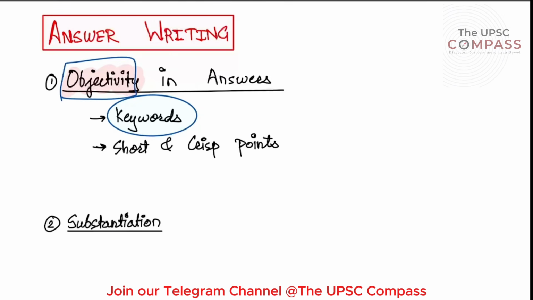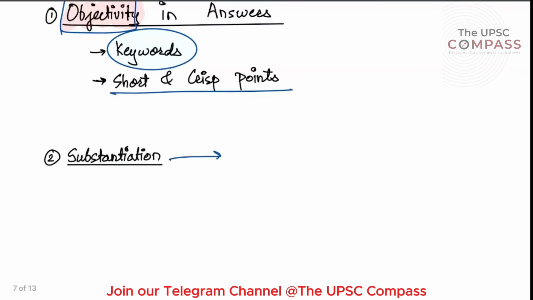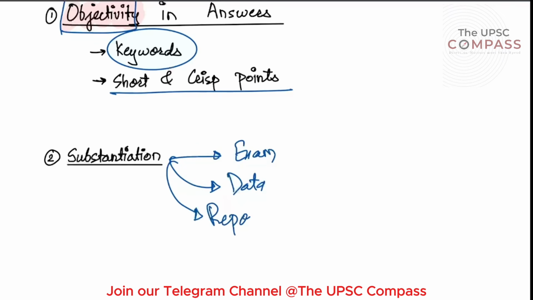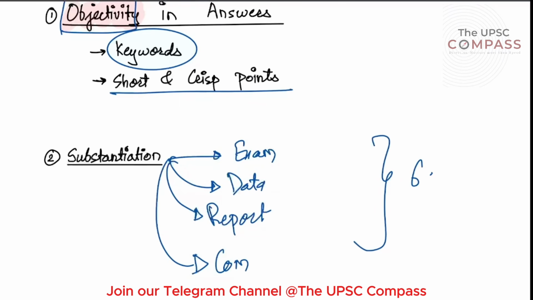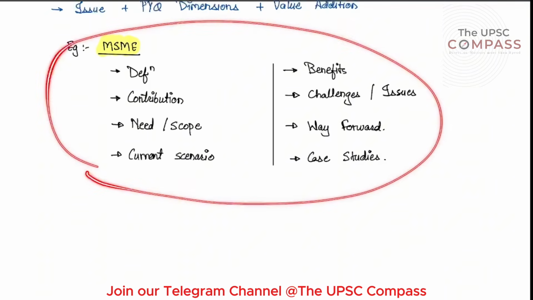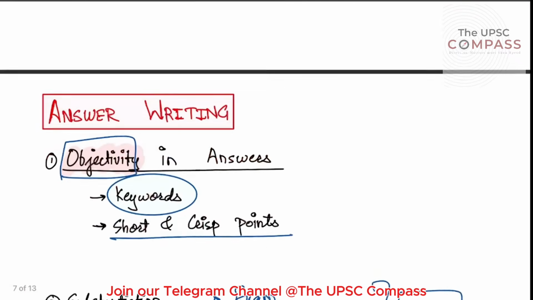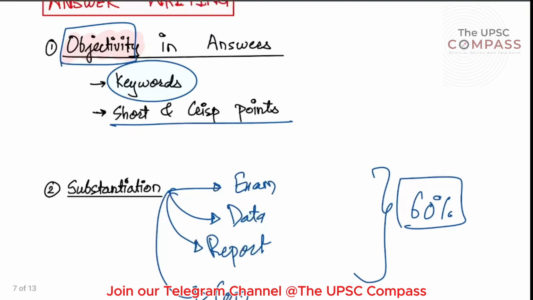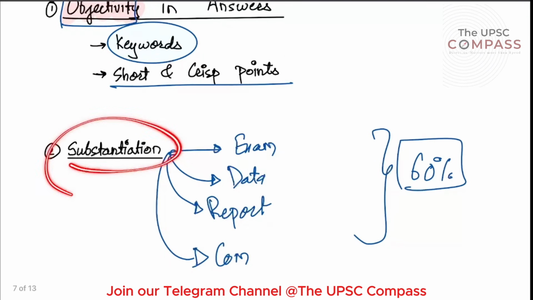So keep it objective, write very short and crisp points that have a good amount of value addition through substantiation. This substantiation can happen through examples, data, reports or some committee recommendation. Make sure that at least 60% of your points have some substantiation, and this substantiation won't come unless you have such issue-based, theme-based notes ready. Once you have these notes ready, if a question comes on that theme, you will be able to write the answers objectively, incorporate the keywords, and substantiate them using all the value addition.